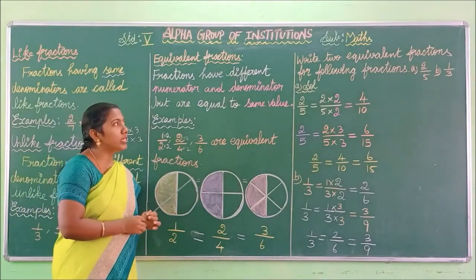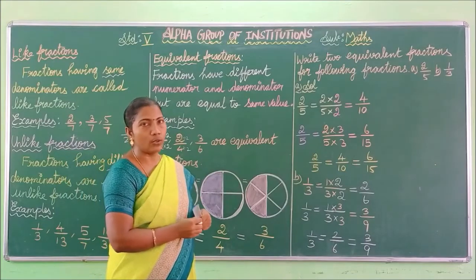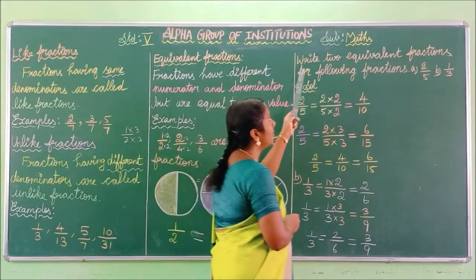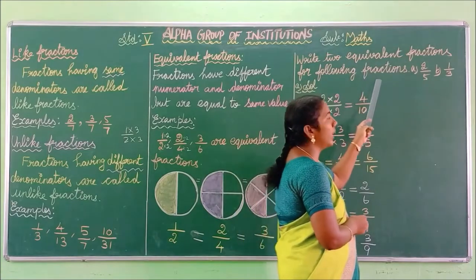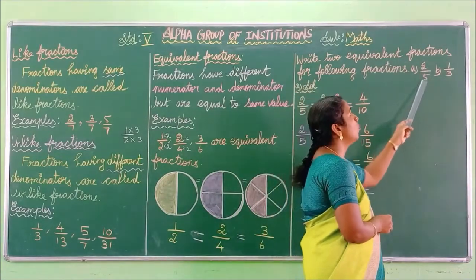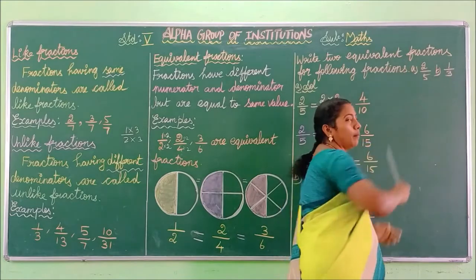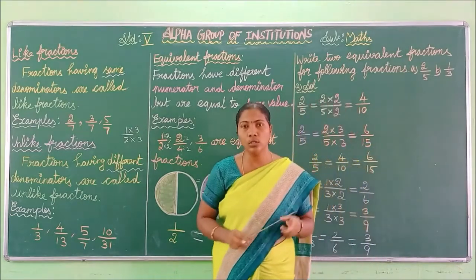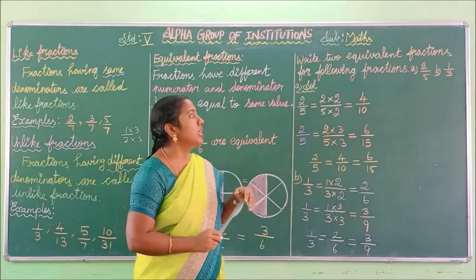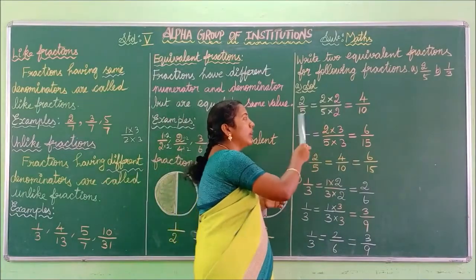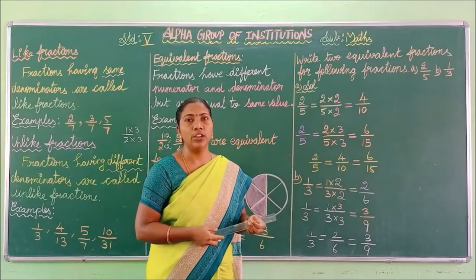Okay. Let us see a sum based on equivalent fractions. Write two equivalent fractions for the following fractions. Subdivision A, 2 by 5, and B, 1 by 3. We have to find two equivalent fractions for the given fraction. What is the first question? 2 by 5. How are we going to find the equivalent fractions?